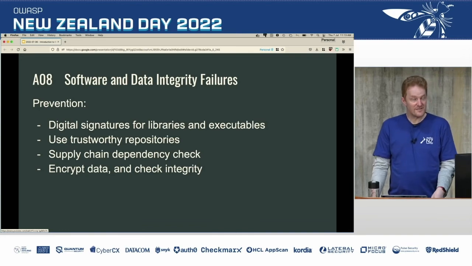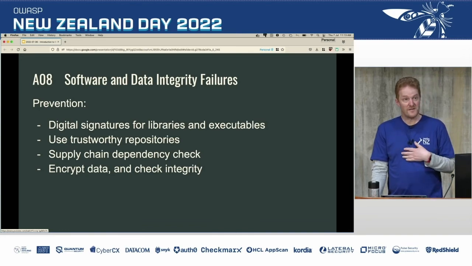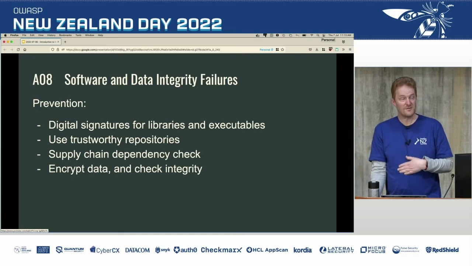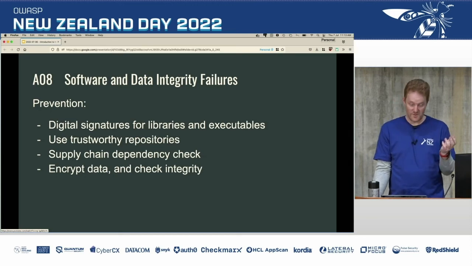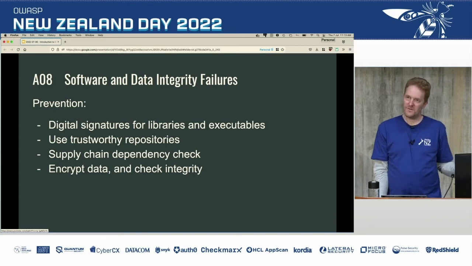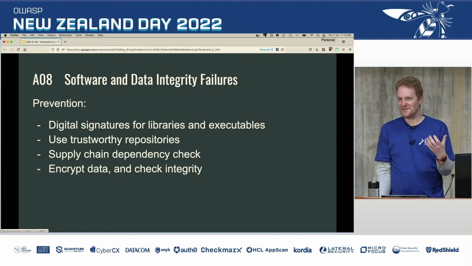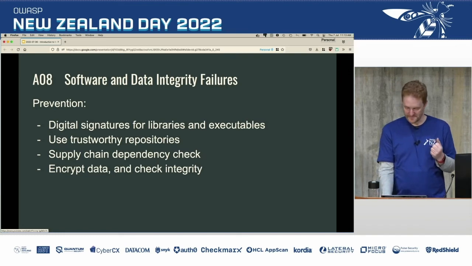Supply chain dependency checks. There are other tools that will do this. There are OWASP open source projects that will help you check your components, and there are commercial tools. And then when it comes to dealing with data and worrying about attackers manipulating the data, pull things out of your grab bag, like encrypting the data, checking for it being tampered with, and making sure that you don't trust everything that you receive.